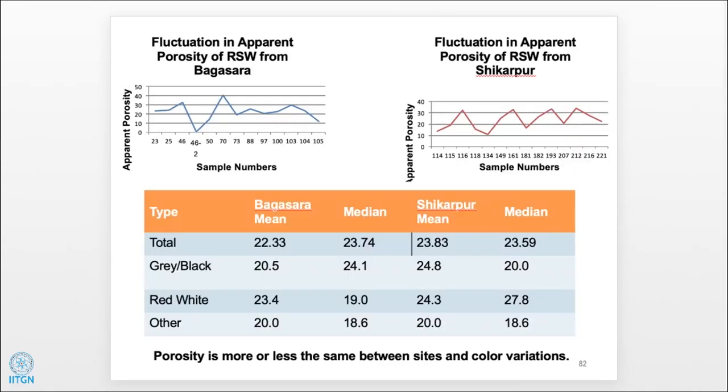The first thing we did was to look at the water absorption method, to determine the apparent porosity. We did it for Bagasra, and we did it for Shikarpur. We noticed that porosity is more or less the same between the sites, and across color variations, with different groups having different colors. Porosity remains more or less consistent, which is indicative of either one workshop or one popular technique. It may be practiced by two people, who knows.